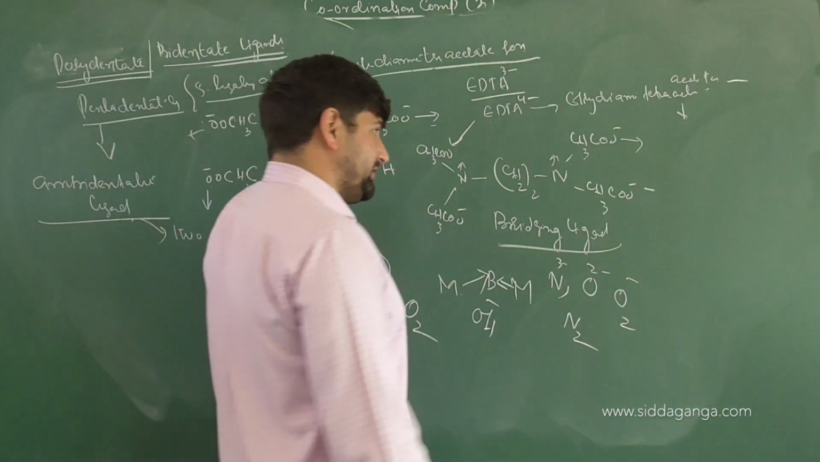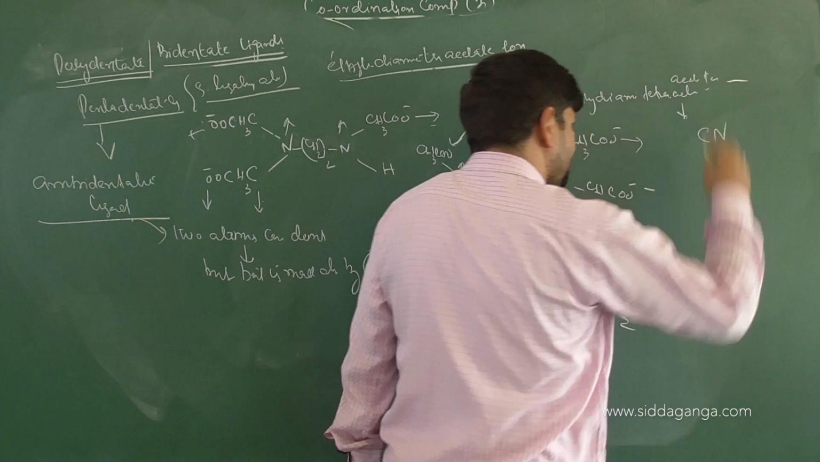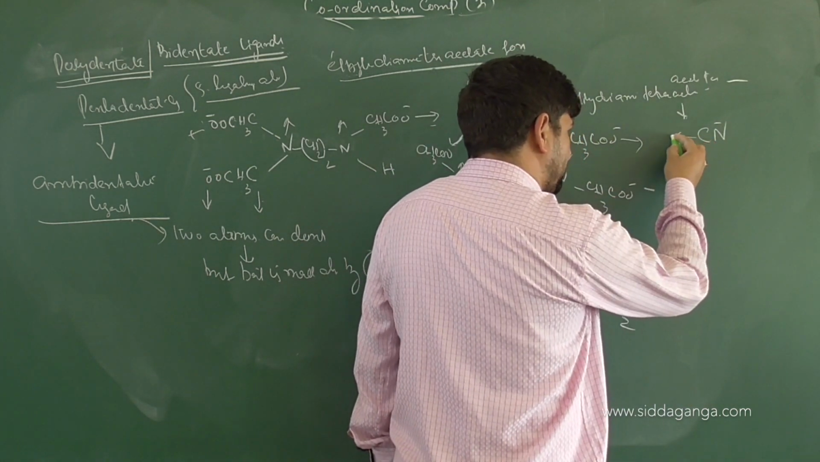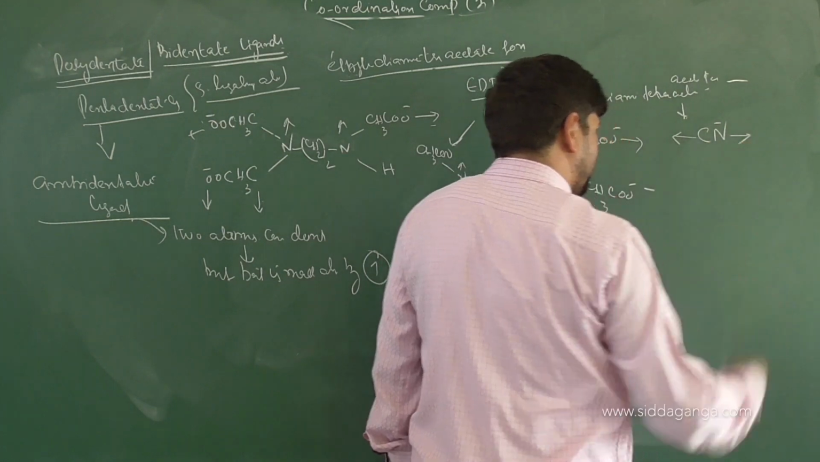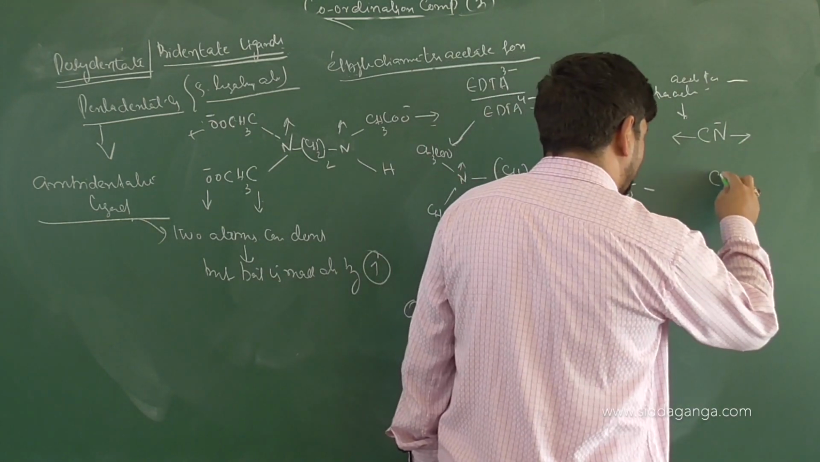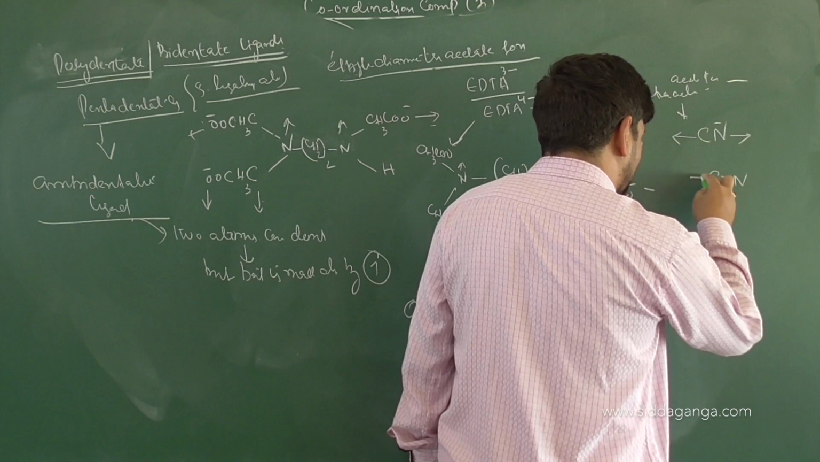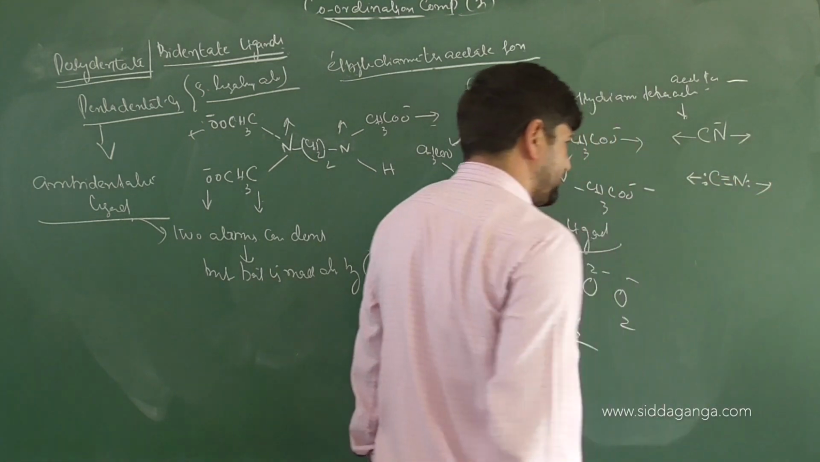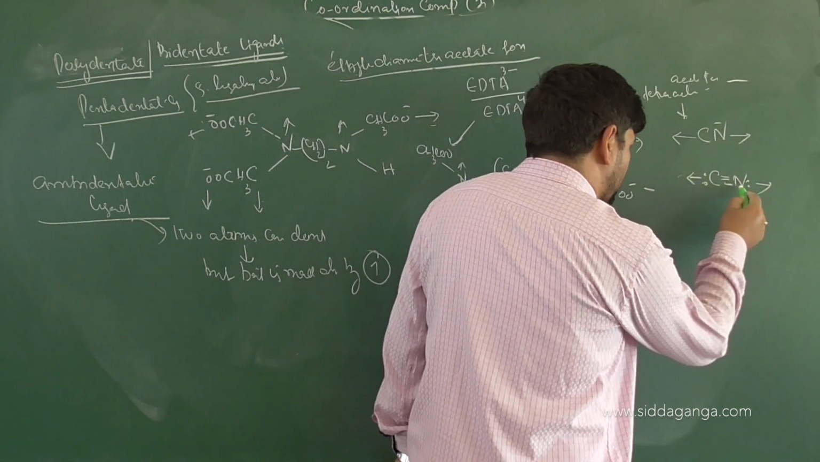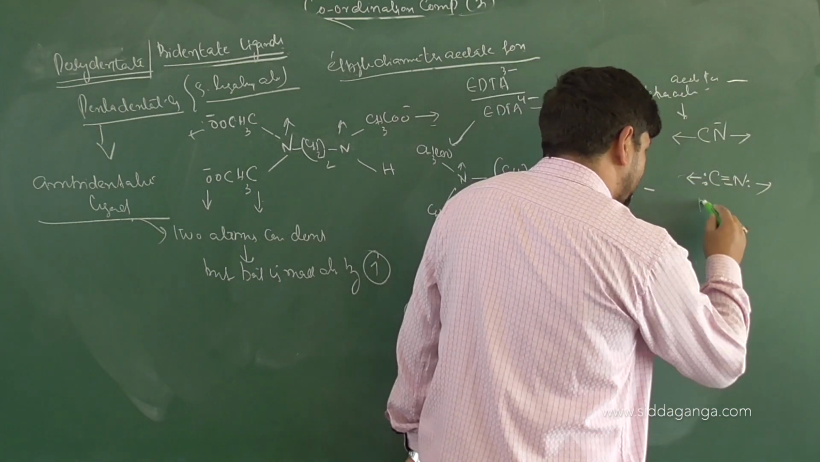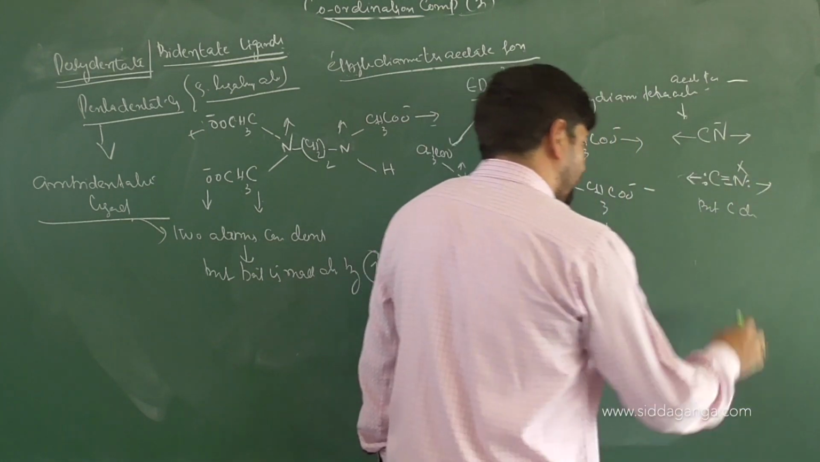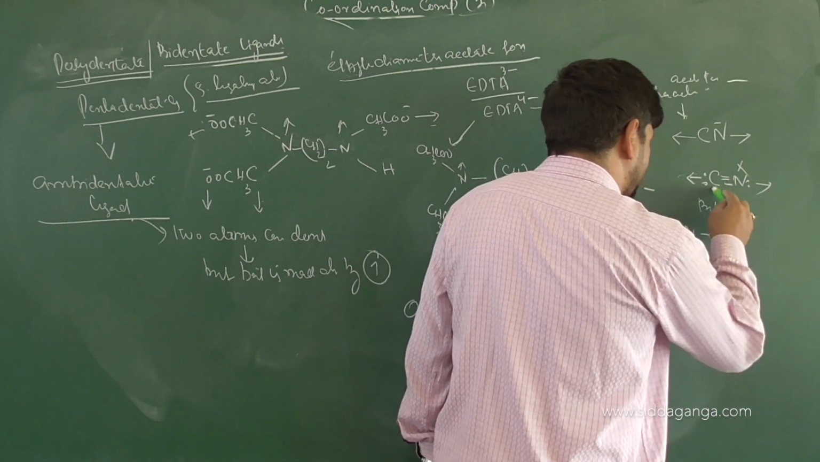Suppose we have CN. Charge is minus. Electron can be donated from carbon also. Electron can be donated from nitrogen, because the electronic structure will be C triple bond N. There is a minus charge, so there is a lone pair of electrons on carbon here, and there is a lone pair of electrons on nitrogen itself. So electron can be donated from carbon as well as from nitrogen. But when carbon has donated, nitrogen cannot donate. Or when nitrogen has donated, carbon cannot donate.